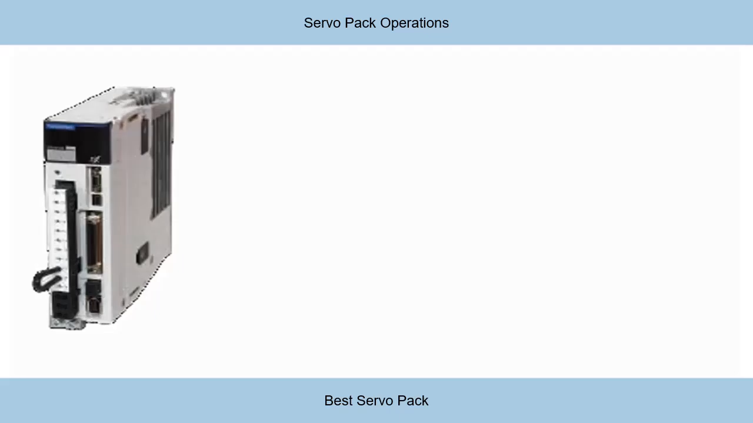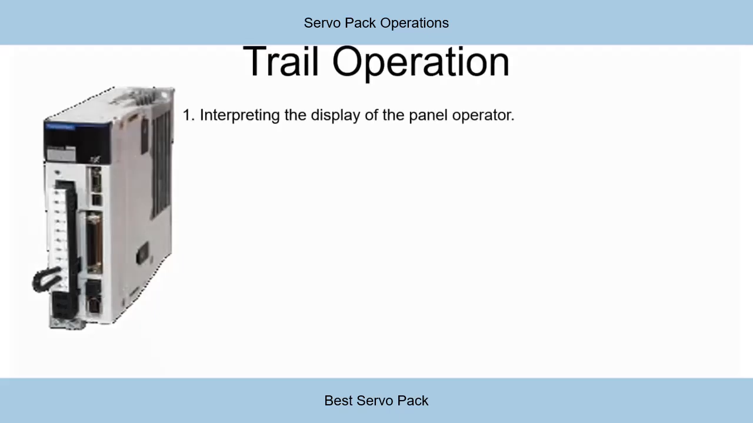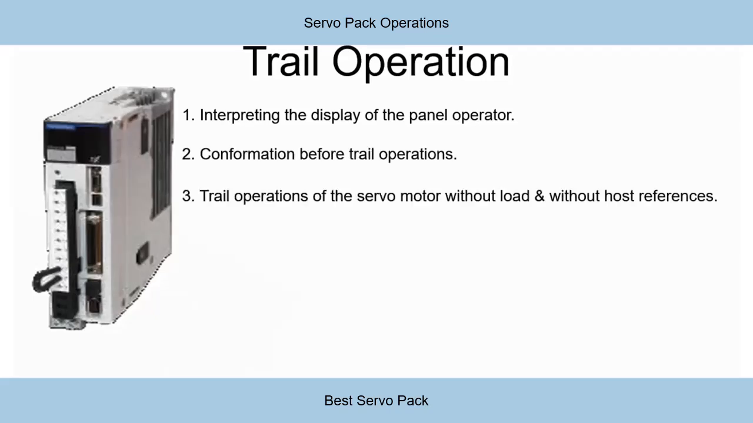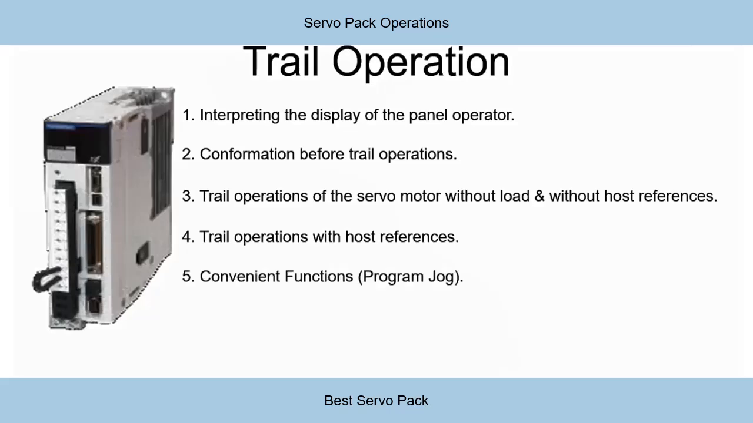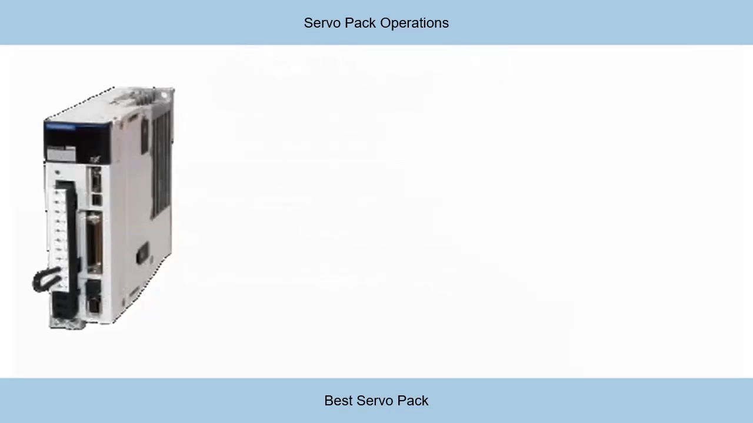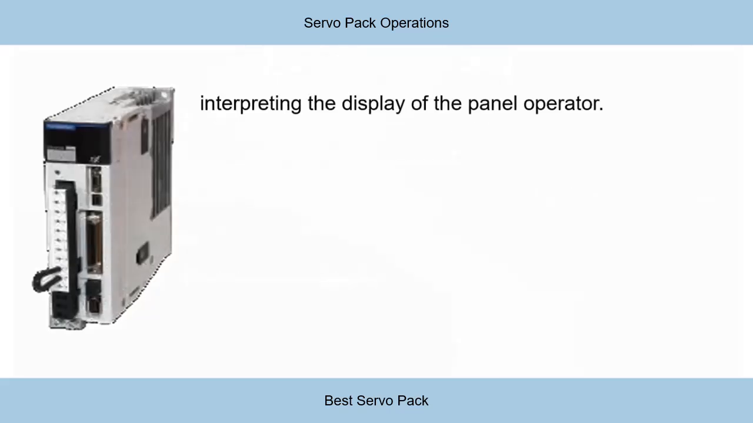In this course we will learn about trial operation. 1. Interpreting the display of the panel operator. 2. Confirmations before trials. 3. Trial operations of the servo motor without load and no host references. 4. Trial operations with host references. 5. Convenient functions. In this course we will learn about interpreting the display on the panel operator.